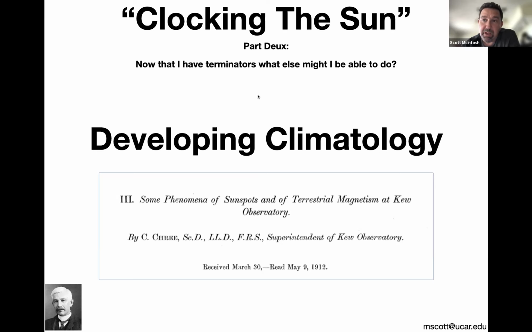And so there's something rather neat that I'm going to show you. And this is where Charles Tree comes in to the mix. He was famous because he wrote this paper, Some Phenomena of Sunspots and Terrestrial Magnetism at Kew Observatory. So he developed an area of statistics called the superposed epoch analysis.